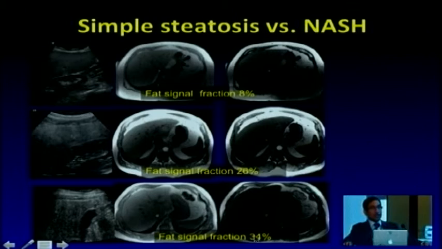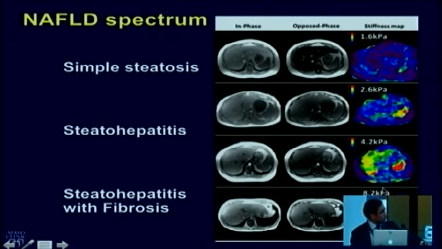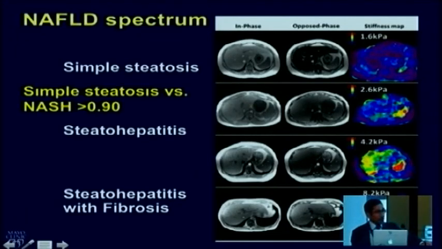Now, which patient do you think has NASH or the steatohepatitis, and which one is normal? It is very difficult to say from these images which one has NASH and which one does not, and you would probably go for this one because it looks coarse. But actually the one on the top, with a fat signal fraction of only 8%, actually has steatohepatitis, whereas the other two are normal because they are just simple fatty change. The one with the low fat actually has more fibrosis and steatohepatitis, and all these are biopsy confirmed steatohepatitis, and these are just simple steatosis. And I showed this one yesterday, that we can differentiate simple steatosis from NASH using MRI elastography with an accuracy of more than 90%.